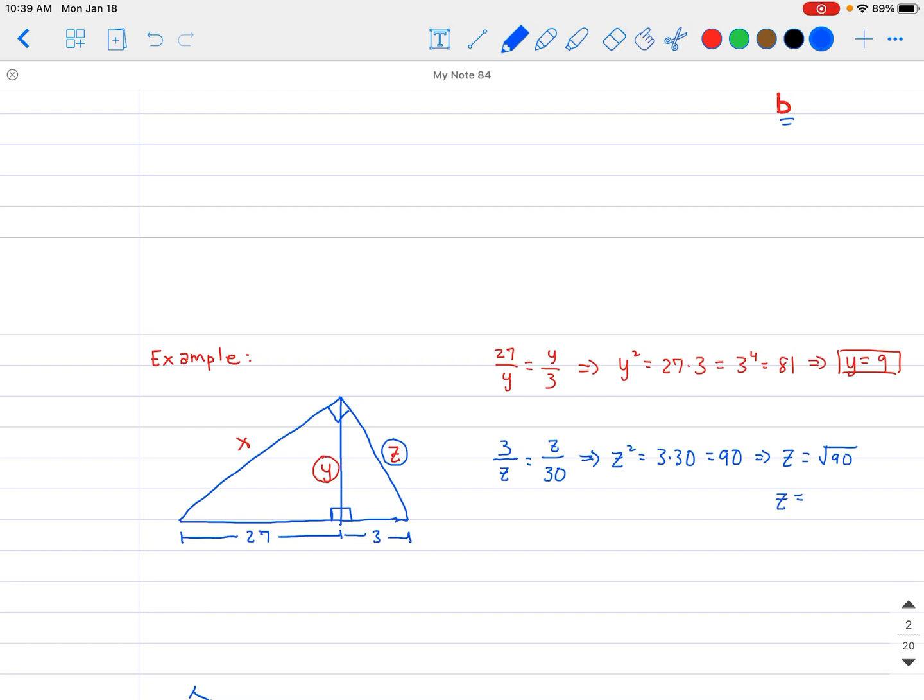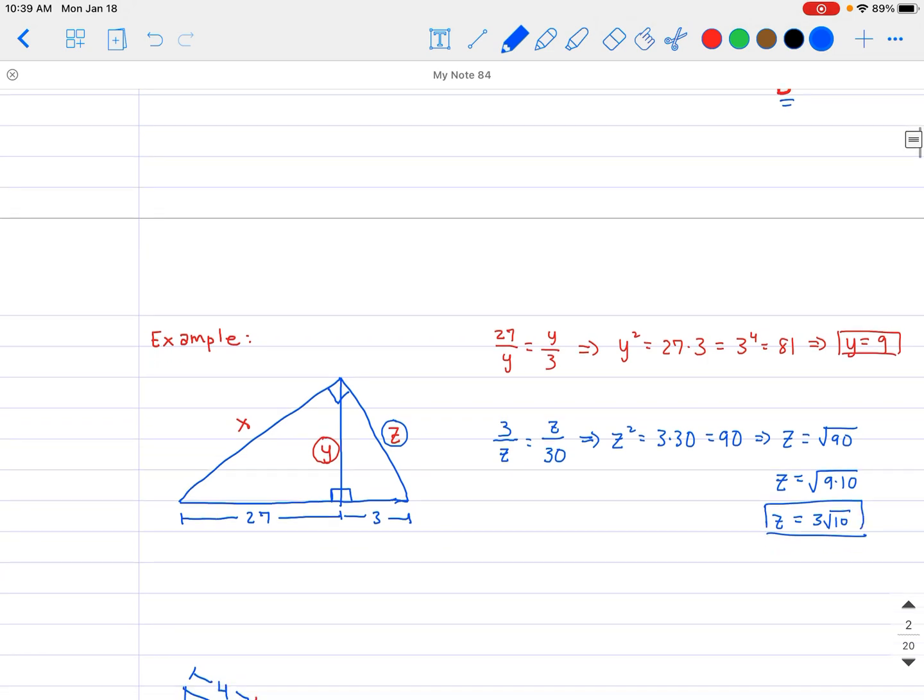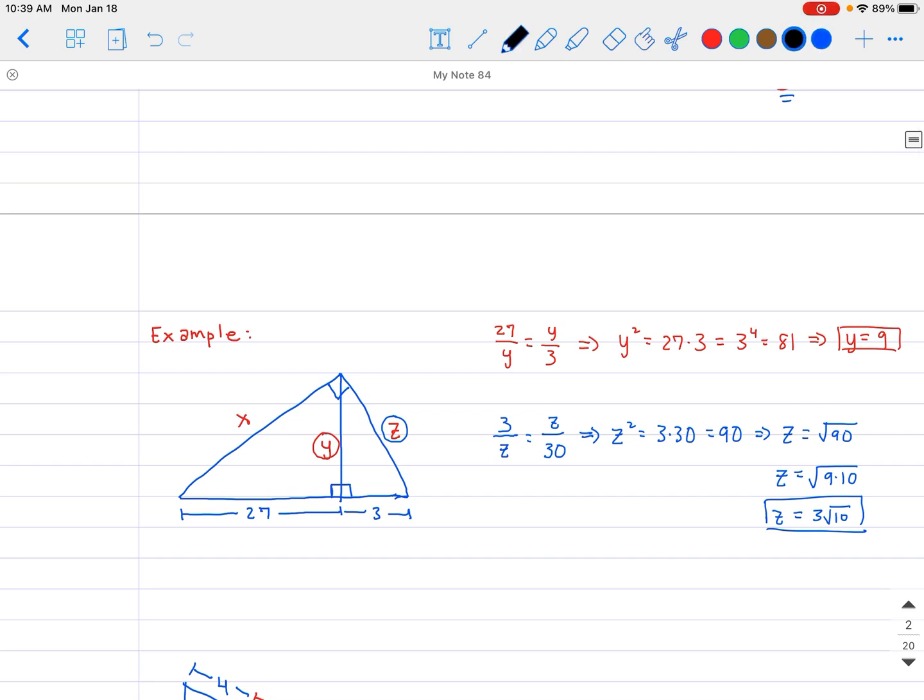So z is equal to the square root of 9 multiplied by the square root of 10. So z is going to be equal to 3 multiplied by root 10 then. And finally, for the last one, we're going to go ahead and set up x. So let's go ahead and maybe use black for this one right here.